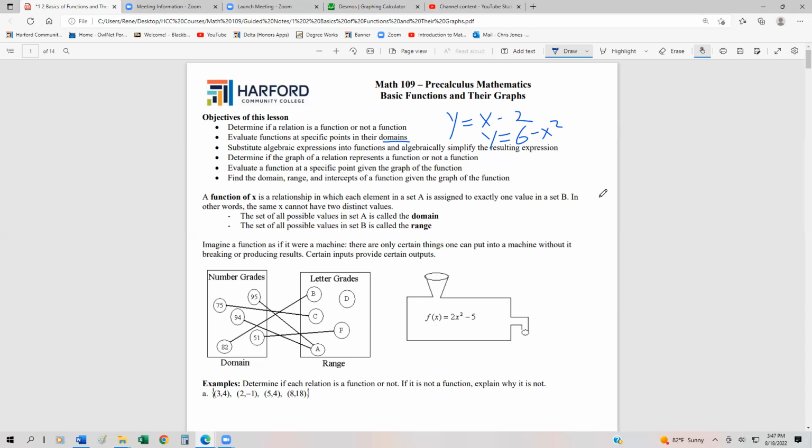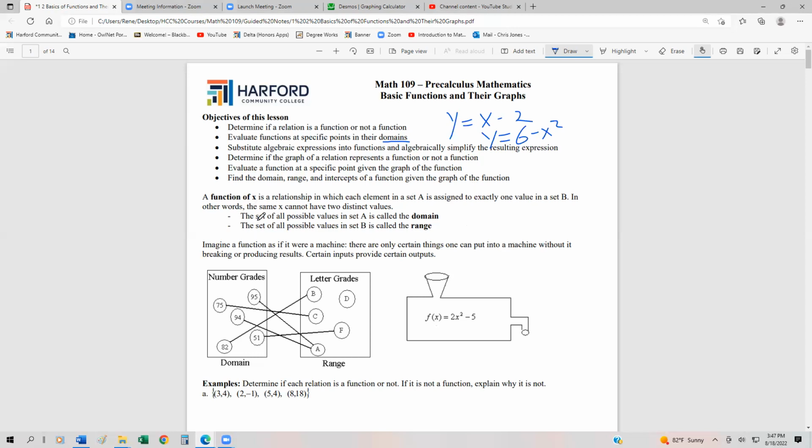And so what we're looking for is this sort of relationship where for every one input, there's going to be one output. And so that's what a function is. A function is a relationship in which each element in some set of numbers A is assigned to exactly one value in set B. In other words, a single value of x can't have two distinct values. And I'll show you in a moment what that means.